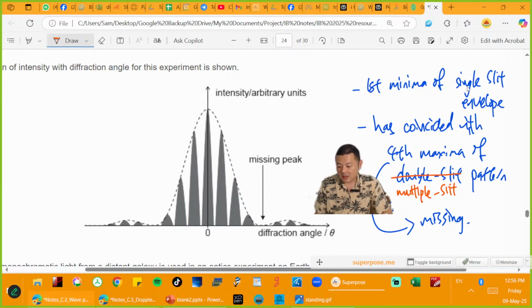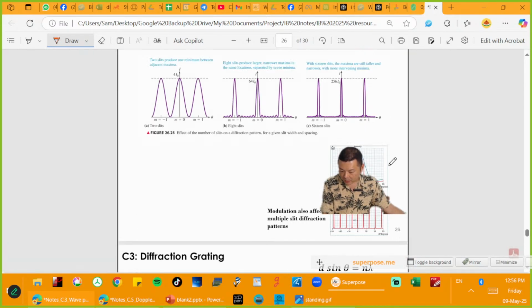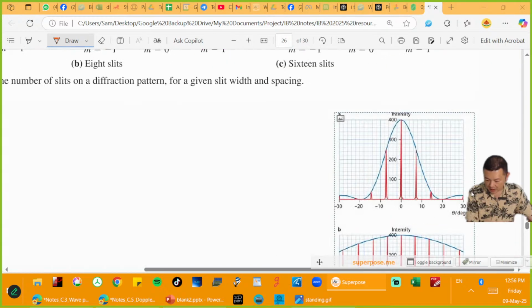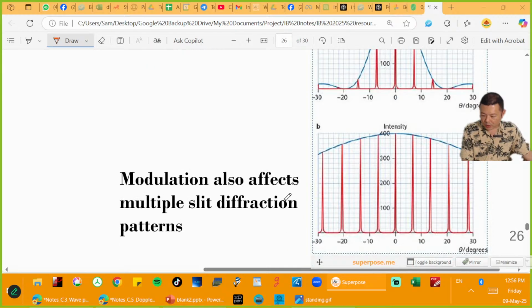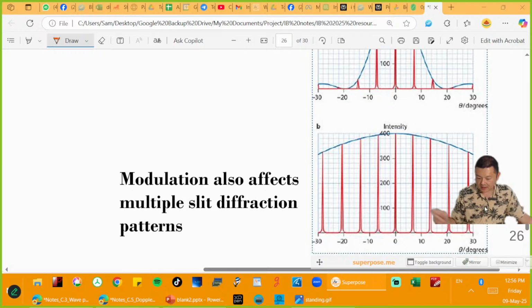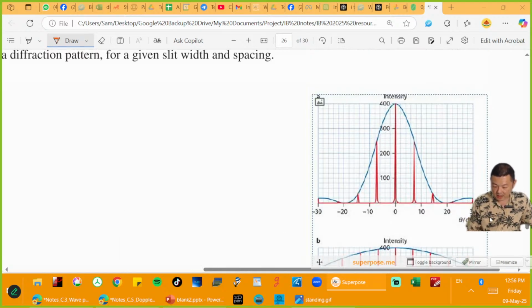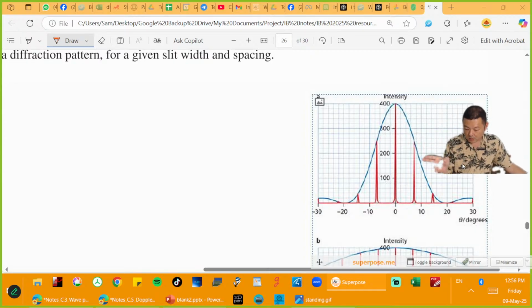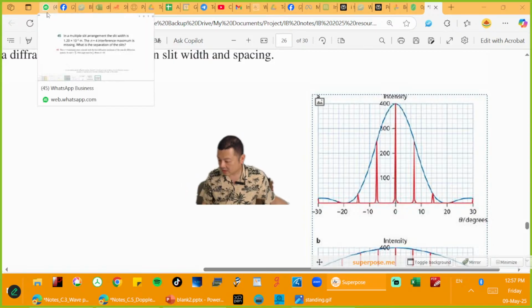So diffraction grating is supposed to have modulation as well, which is here. You see, modulation also affects multiple slit diffraction patterns. So for example, this one, which one is missing? Yeah, correct. The third one is missing. Okay, good.